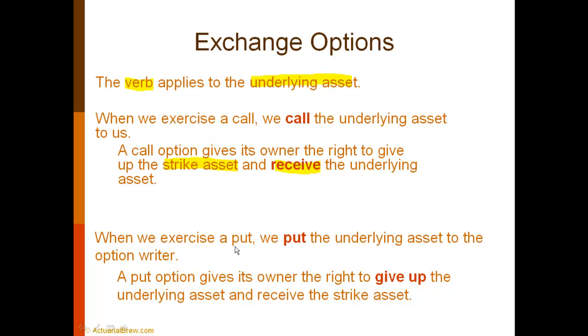Now, with a put option, we put the underlying asset to the option writer, or we're putting it away from us. So we would get or receive the strike asset, and we would give up the underlying asset.